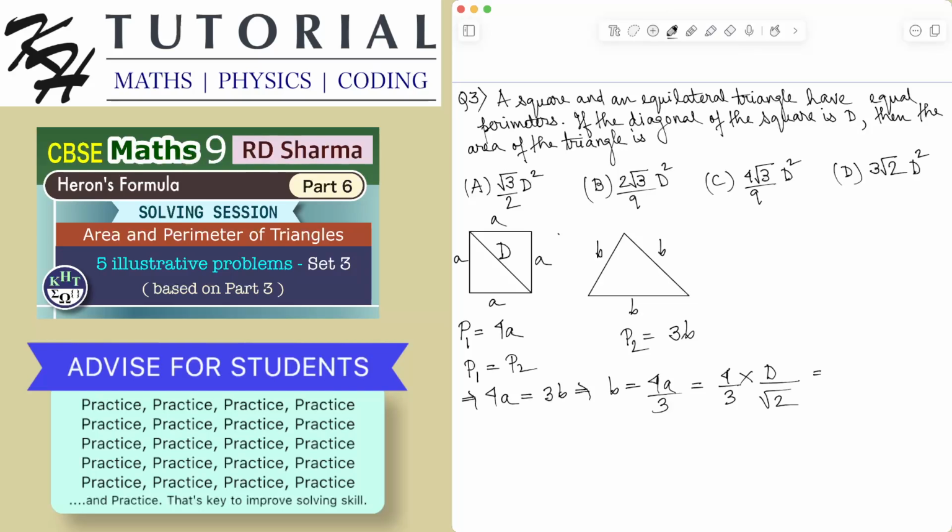This becomes, if I multiply, it is always convention to not keep irrational numbers in the denominator. Always rationalize any irrational number. There should not be any irrational number in the denominator. Always try to rationalize that. So we see it is d by square root of 2. I will multiply numerator and the denominator with square root of 2. So this becomes then 2d square root of 2 divided by 3.